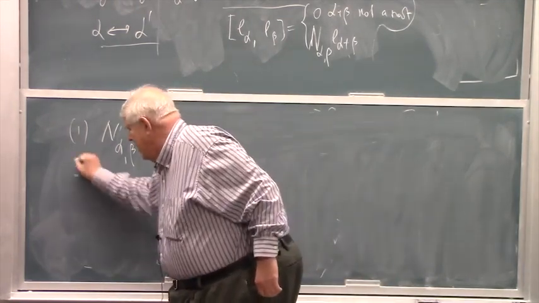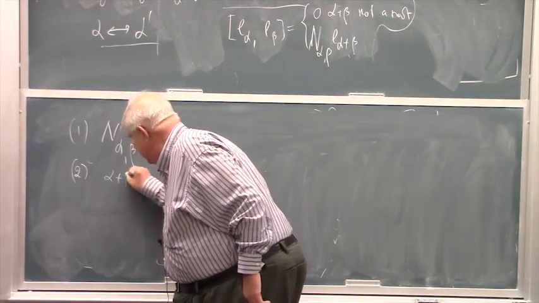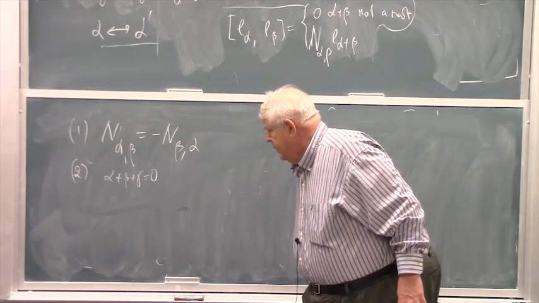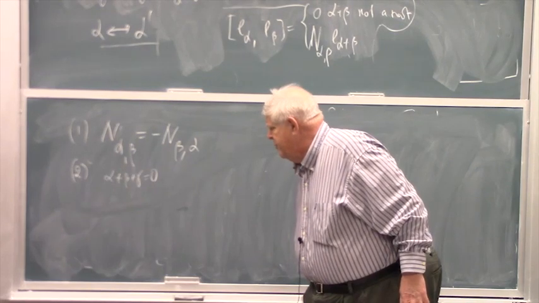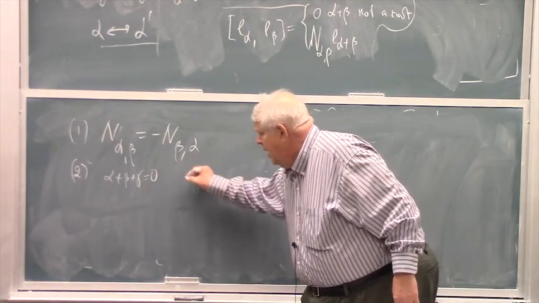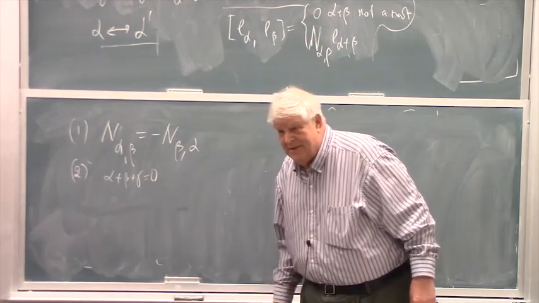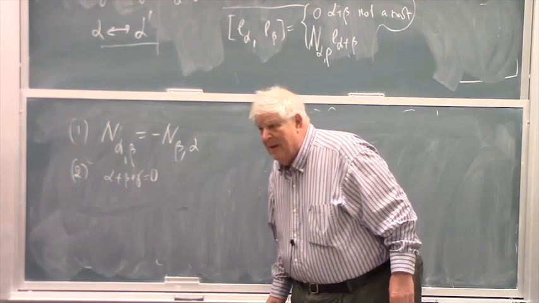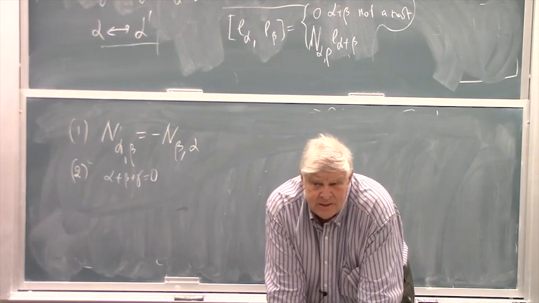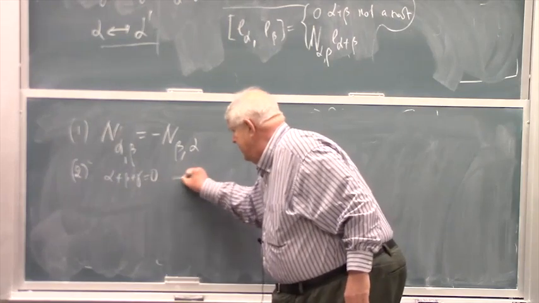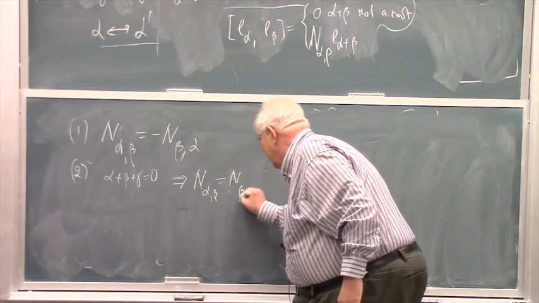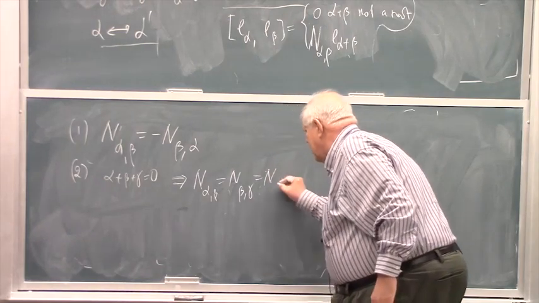Second, I have three non-zero roots, and alpha plus beta plus gamma is 0. In this case, alpha plus beta is a root, negative gamma. But if alpha plus beta is not a root, then I simply set N alpha beta to be 0, not obliging in this case. So in this case, N alpha beta is equal to N beta gamma is equal to N gamma alpha.